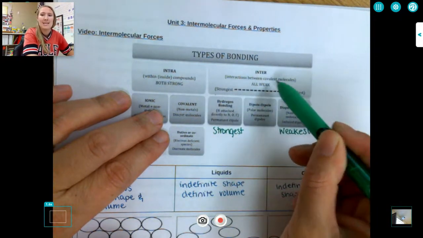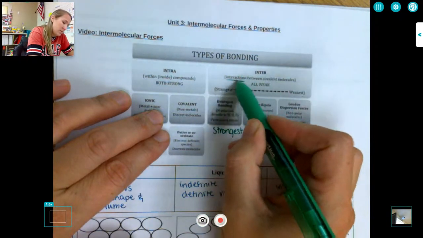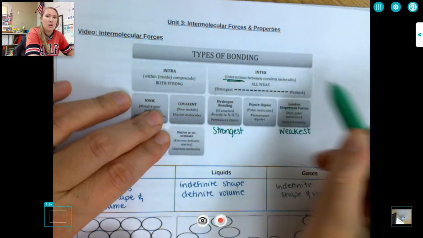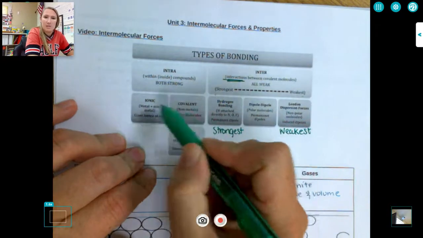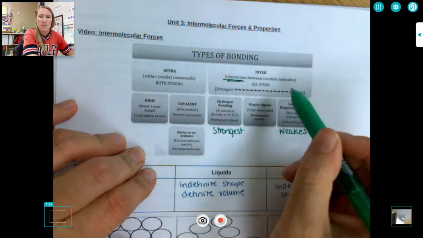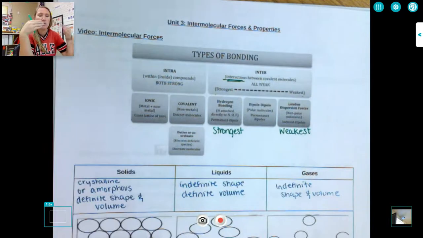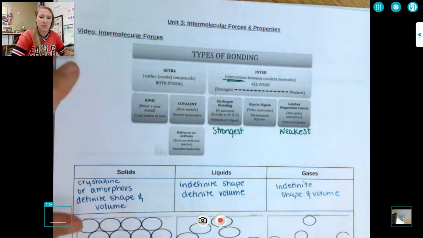And we are breaking interactions, right? These are interactions between molecules, whereas before these were bonds. Okay, so we're not breaking bonds or looking at bonds. We're looking at interactions from one molecule to another molecule and how they interact together.